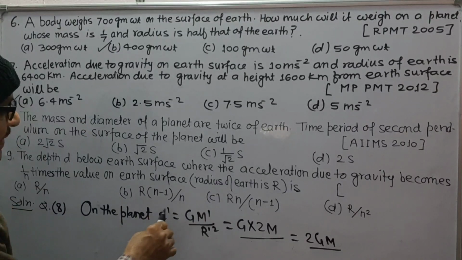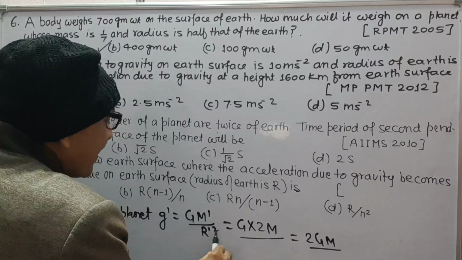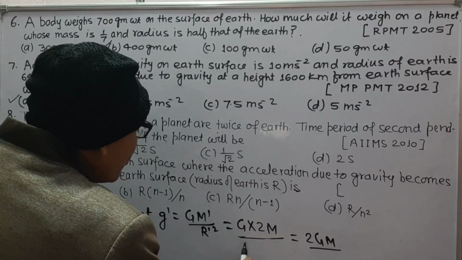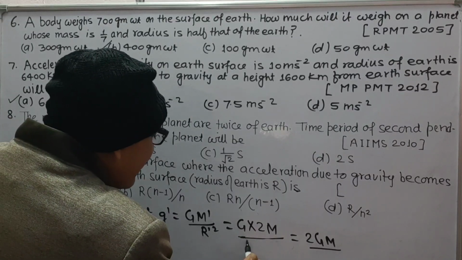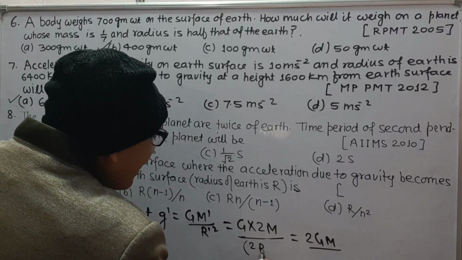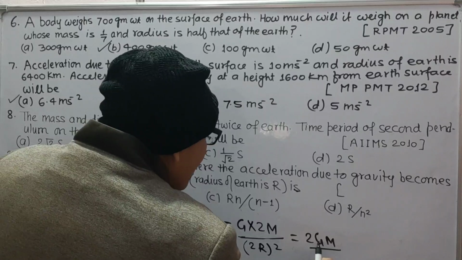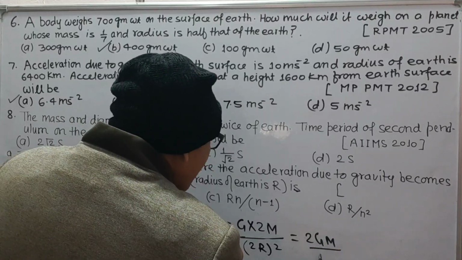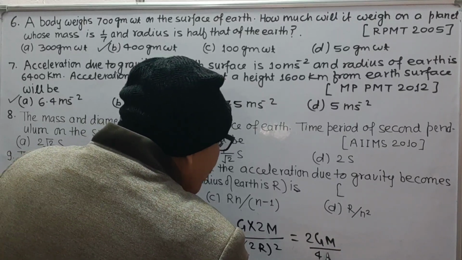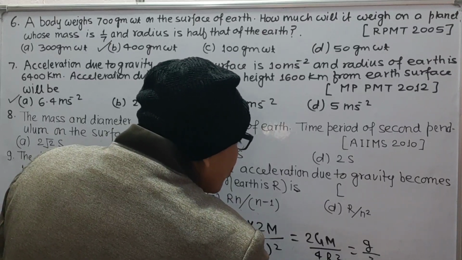On the planet, g dash will be equal to G M dash upon r dash square. M dash is 2M and r dash is 2r, because diameter is twice, so it is 2r square. So it is 2GM upon 4r square, means g by 2.